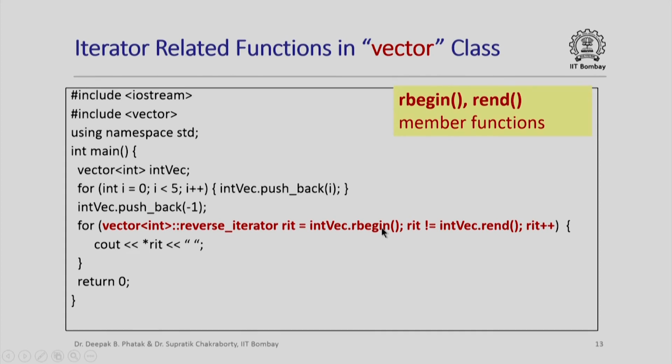So this will give me basically an abstract pointer to the last element of the vector, and then as I increment rit, I will be basically stepping through the vector from its end towards its beginning, and I will continue to do that until I reach the beginning of the vector and then go past it. So intvec.rend is basically an abstract pointer, an iterator pointing to the element just before the first element of the vector. So until I reach that point, I am going to iterate and print out the elements in the vector. On executing this, I will basically print out the vector in reverse order: -1, 4, 3, 2, 1, 0.